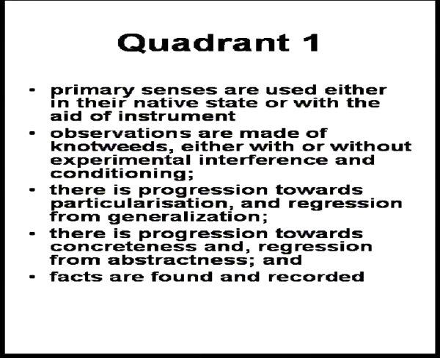by Ranganathan as follows. Quadrant 1 is between descendant and nadir, in which primary senses are used either in their native state or with the aid of instrument. Observations are made of nature either with or without experiment, inferences and conditioning. There is progression towards particularization and regression from generalization. There is progression towards concreteness and regression from abstractness, and facts are found and recorded.